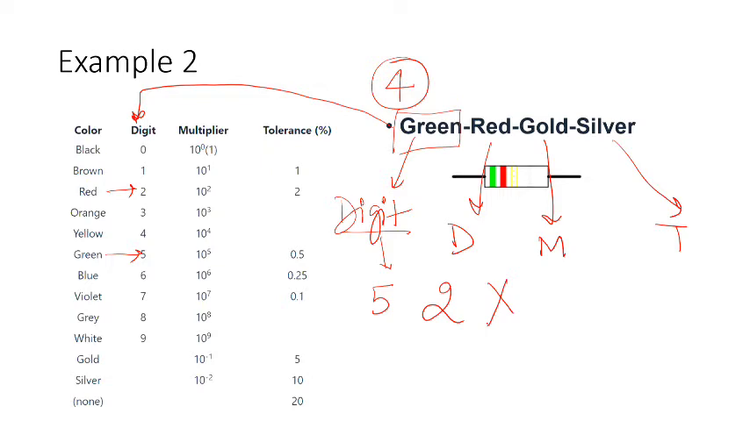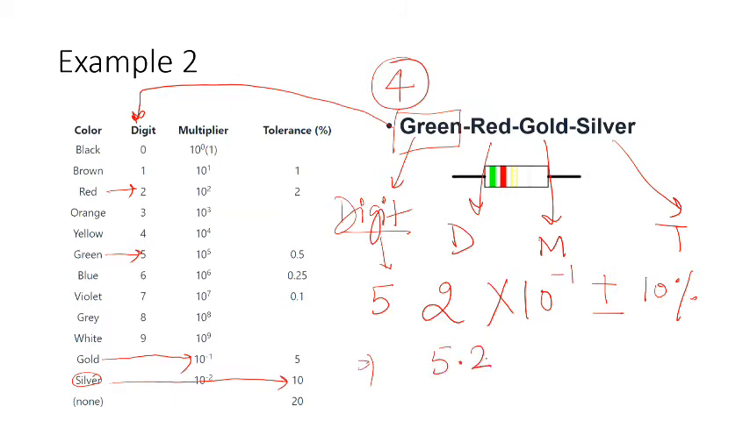Then for band number 3, which is the multiplier band in a 4-band resistor, it would be 10 to the power minus 1. As far as tolerance is considered, it would be the tolerance of the silver band, which is plus minus 10%. So in a more appropriate form, I would write it down as 5.2 ohm with a tolerance of plus minus 10%.